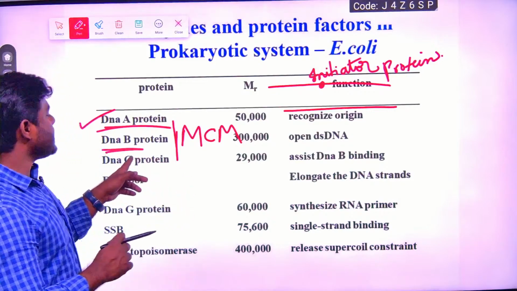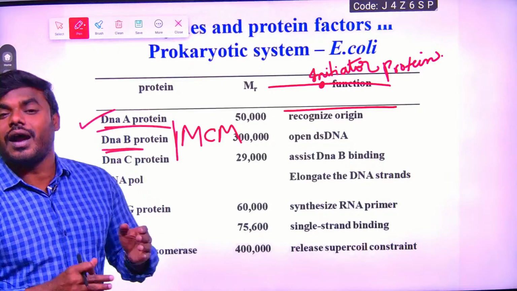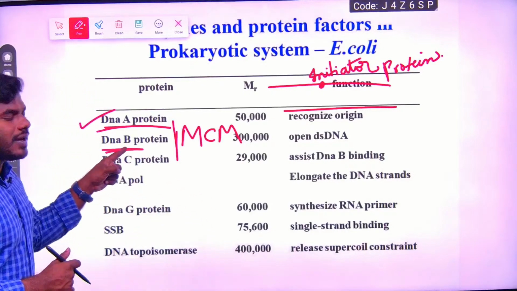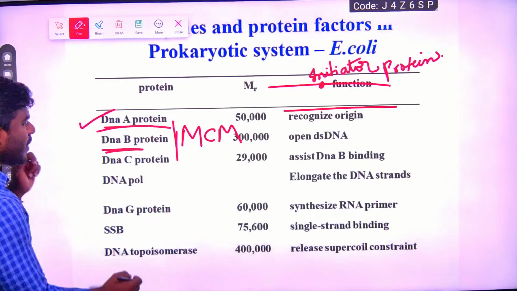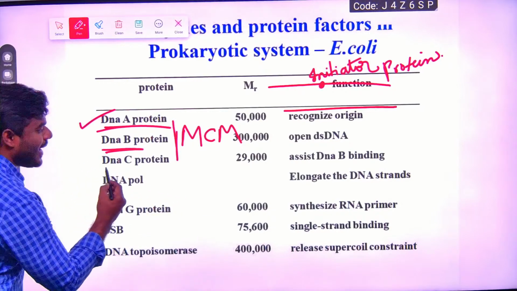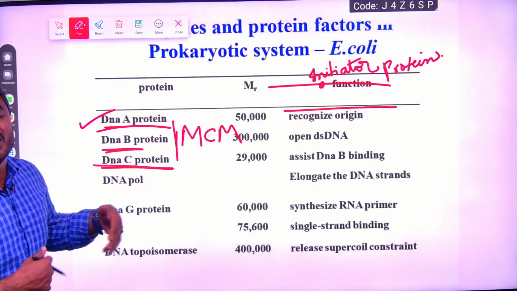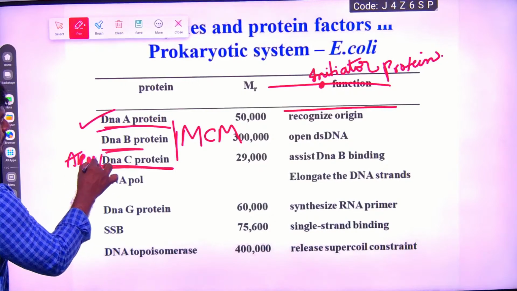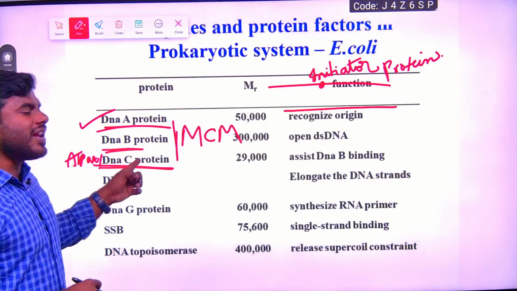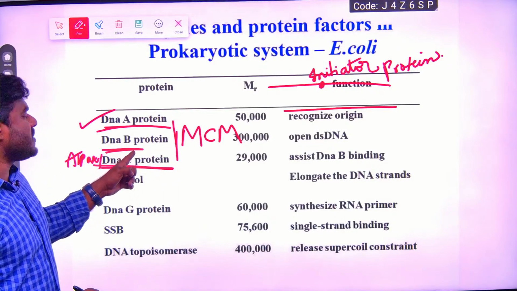Helicase is the most important enzyme which opens the double stranded DNA. We are going to read it at a higher speed. If this particular DnaB, that is helicase, wants to move with a higher speed, it always requires an assistance protein, which is called DnaC protein. Sometimes we call it ATPase protein, which provides enough energy for the DnaB to start opening this particular double stranded DNA.